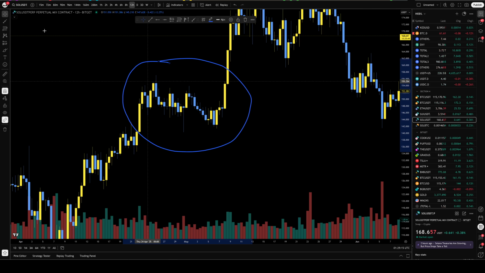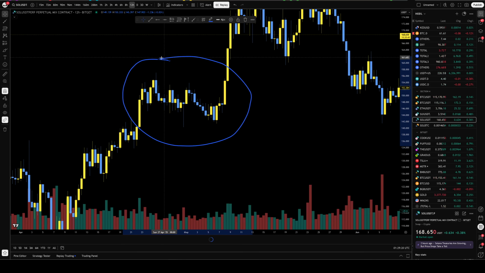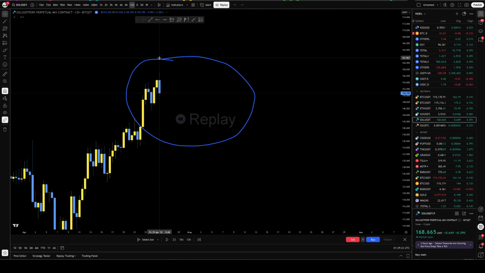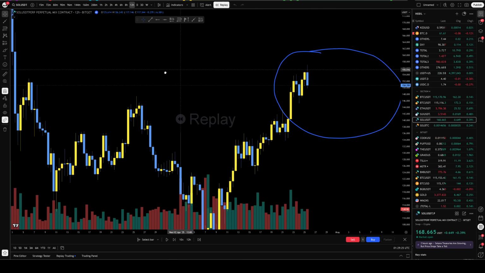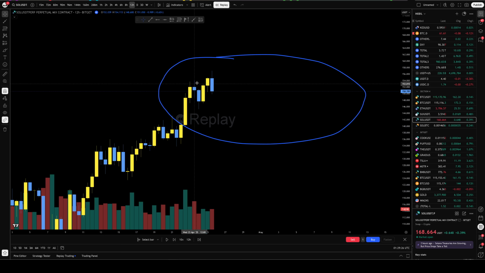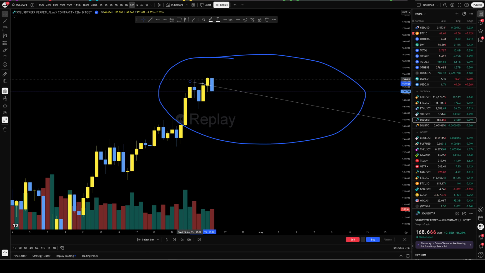So what we'll do is we'll start, let's actually put the replay tool back on. You can sort of see how this works. Here we go. So first of all, we get our range. We run our first trend line like that, from accumulation to accumulation, above the range.